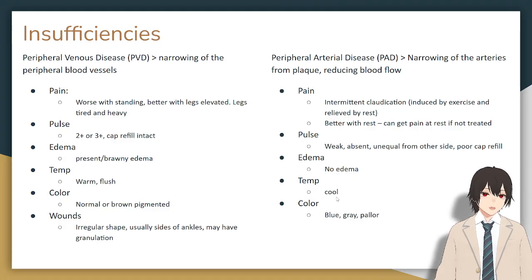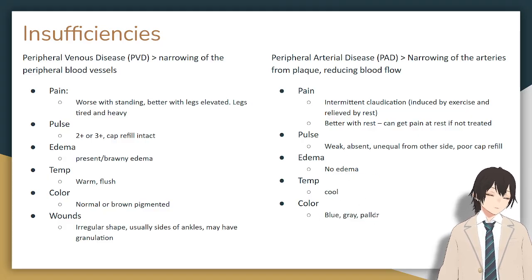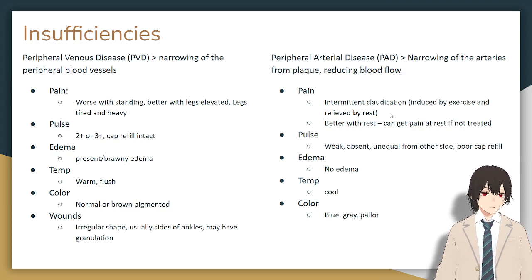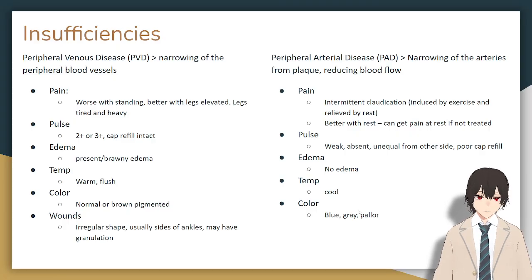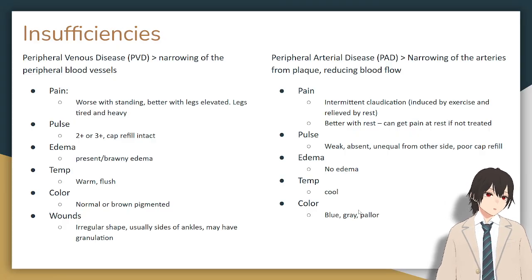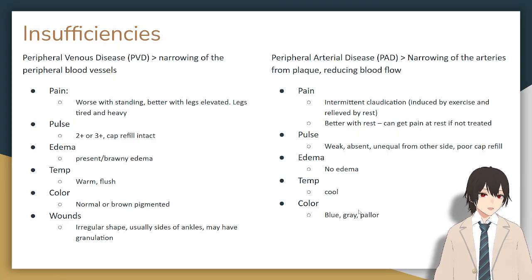Once again, right? Blood is warm, and if there's no blood going there, it's going to be cool. Color, it's going to be blue, cyanotic, gray, or pallor, because once again, we get our color from our blood, right? So if there's no blood getting there, they're going to have a discoloration, right? And also keep in mind that people with darker skin tones may appear ashy, okay? So don't get tricked on the exam if they're talking about a specific skin color and you don't see blue as an option, right? Because sometimes they may describe it as ashy, okay?